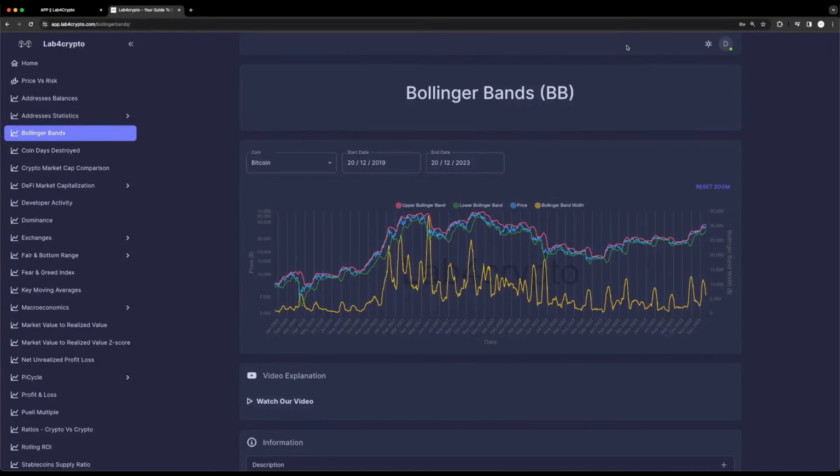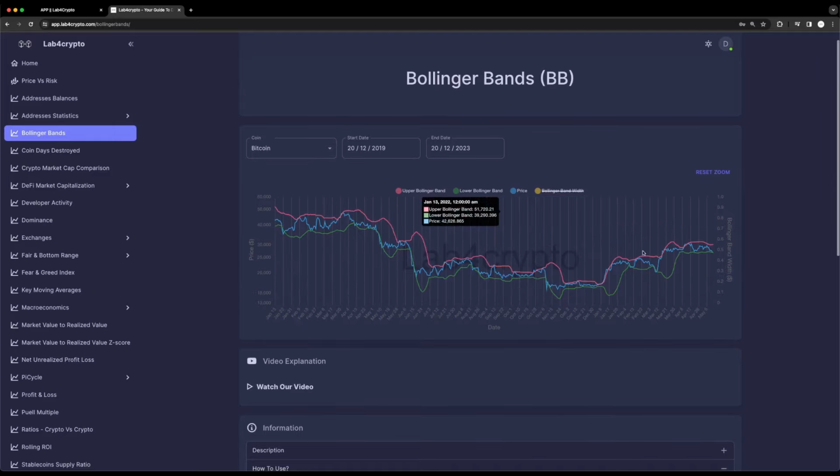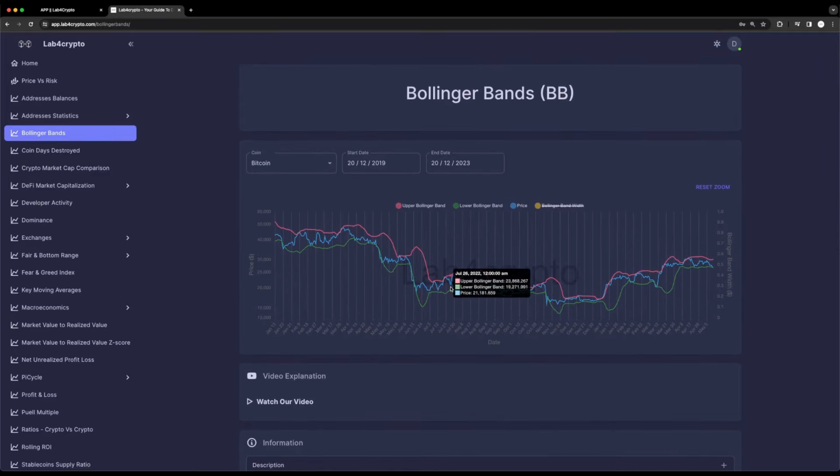In our platform, you can explore this indicator for more than 18 assets. As you can see from the graph, we have four lines. The blue line is the Bitcoin closing price. The red and green lines are the upper and lower Bollinger Bands. And the yellow line is the Bollinger Band width. I'm going to hide the Bollinger Band width for now, and I'm going to explain in a bit what it is. But the immediate observation that we can make is that the Bitcoin price seems to bounce between the channel created from the Bollinger Bands.